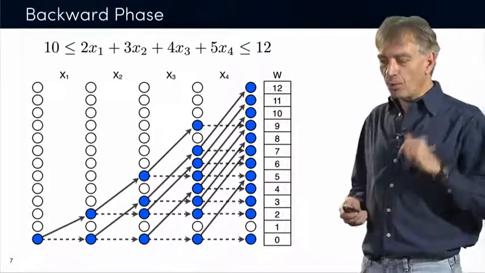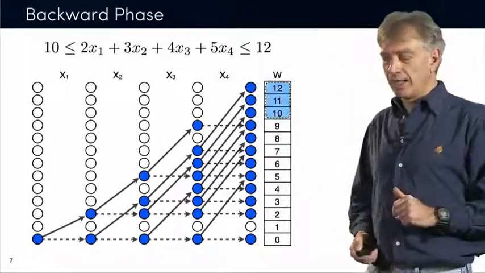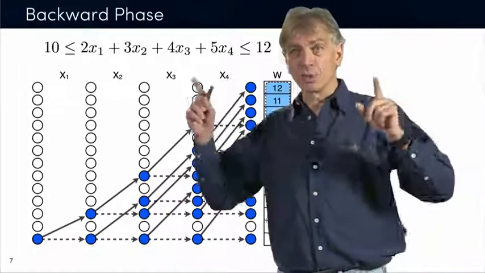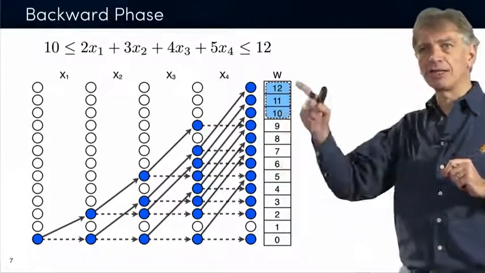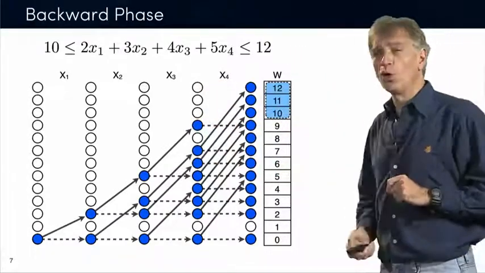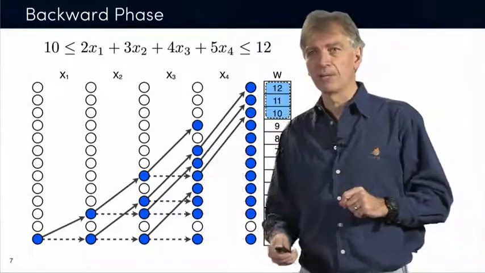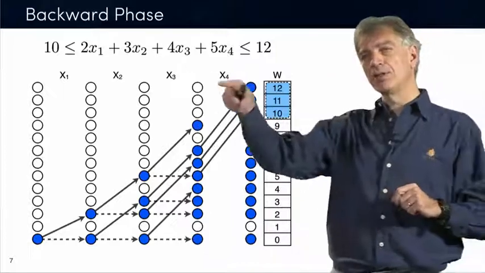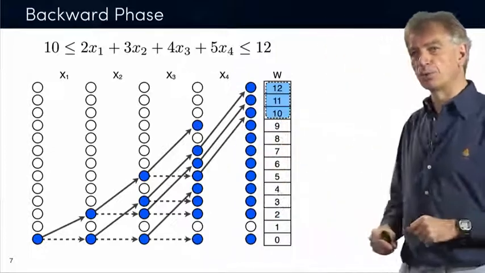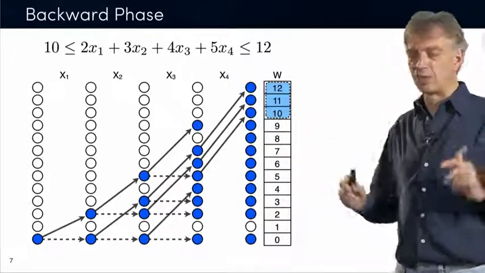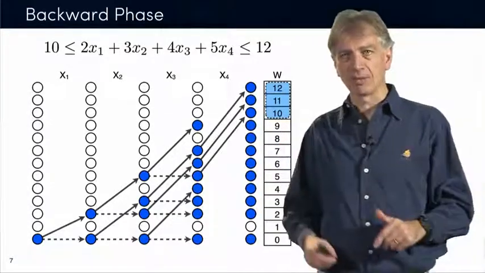Okay? Now the backward phase is going to start. And one of the things that we know is that for this constraint to be feasible, we have to be between 10 and 12. Okay? So all the other values which are at the bottom here, we really don't care. So we can get rid of them. And we can get rid of the arrows that were produced, because they are useless for us. They are not giving us feasible solutions.